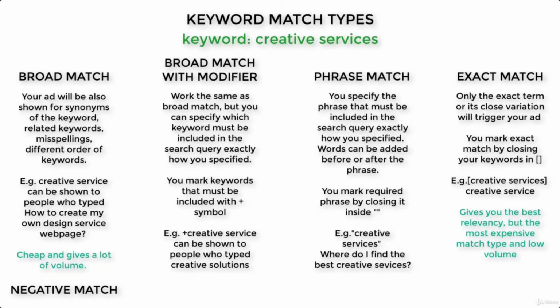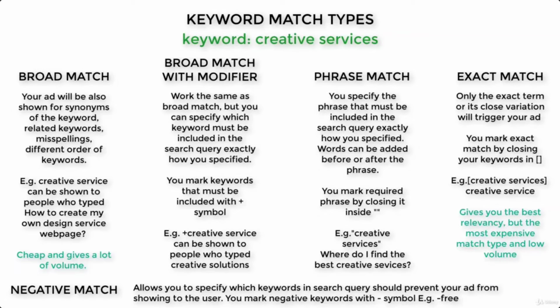The last match type is the negative match type. If you use match types other than exact match, you should specify which keywords used in a query should prevent your ad from showing to users. These can be keywords like free, tutorial, YouTube, and others that are not relevant to your business. You mark negative keywords by placing a minus sign before them. For example, even if we specified creative services as phrase match, but we added free as a negative keyword, our ad will not be shown in front of the user who entered into the Google search bar, "Where can I find free creative services?"